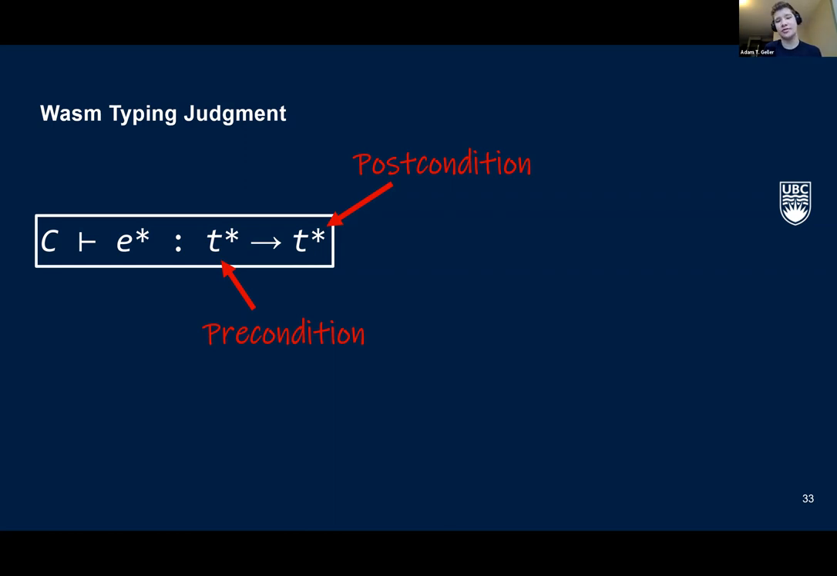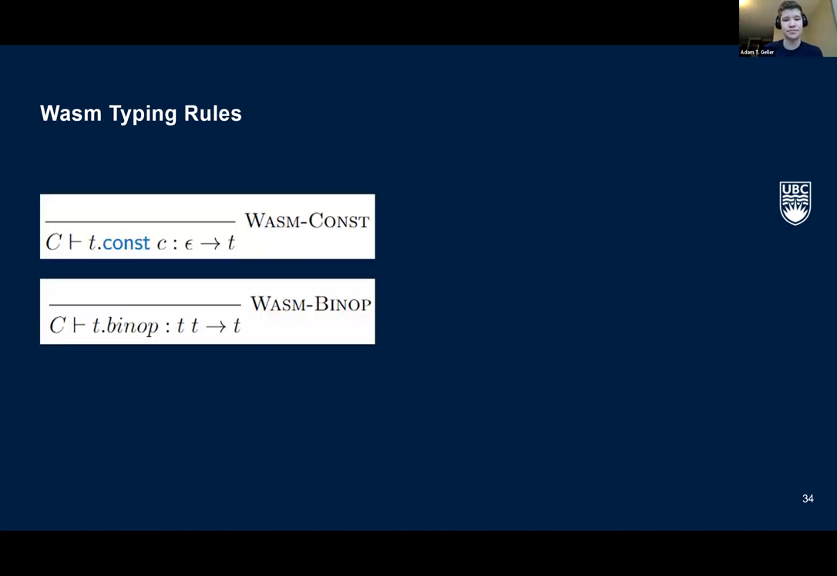And if that's the case, then it will produce in the post condition some other stack T star. Now we can look at the rules. So the rule for this constant instruction expects there to be nothing on the stack in the precondition, and then produces onto the stack a value of type T. And for the binary operation, we expect there to be two values of type T on the stack, and we produce a value of type T.